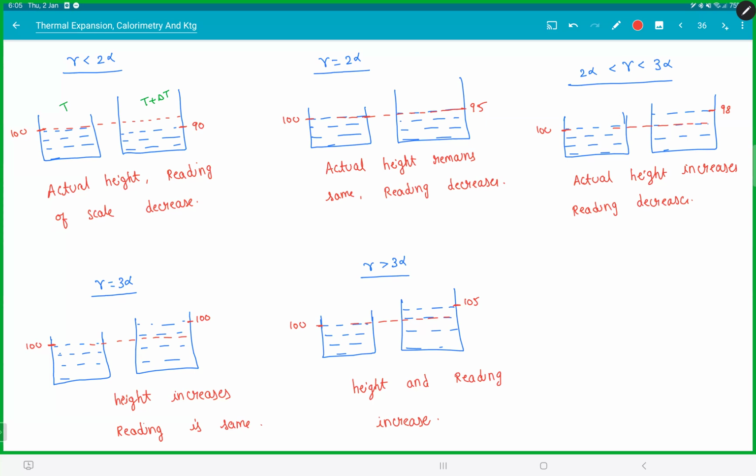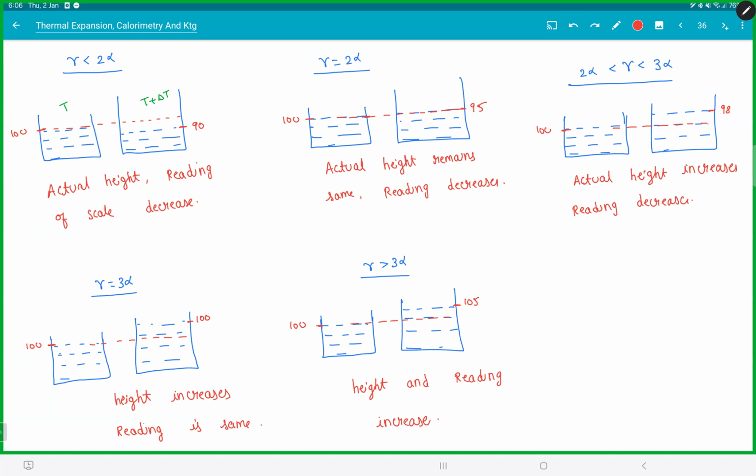So if they ask you a question like this: what is the condition that the liquid overflows in the container when you increase the temperature? The liquid must overflow, meaning the container should think the liquid level has gone beyond its own height, isn't it? Gamma must be greater than 3 alpha. The apparent expansion must be positive, greater than 0. So if gamma is greater than 3 alpha, the liquid will actually overflow. Clear with that?